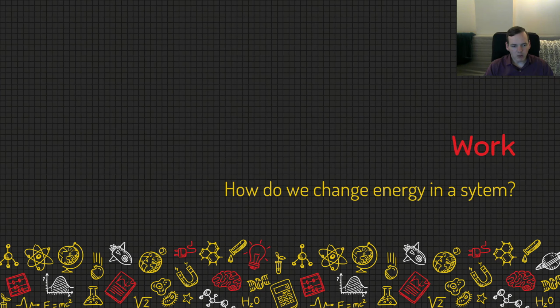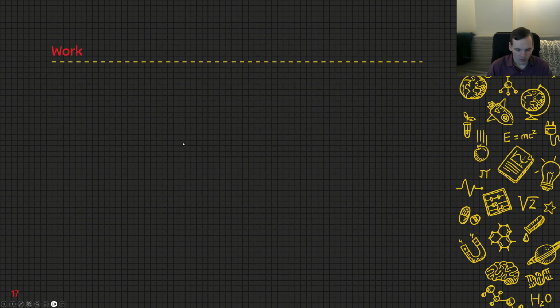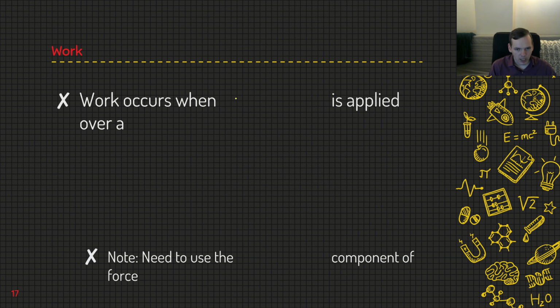Since we've talked a lot about energy, now we want to talk about how that energy changes, or how energy changes in a given setup. That's going to occur as work, and work occurs when a force is applied over a certain distance. The equation that we use for this is work equals the force parallel to the distance that you're pushing times some change in distance. So work is force parallel times a change in distance.